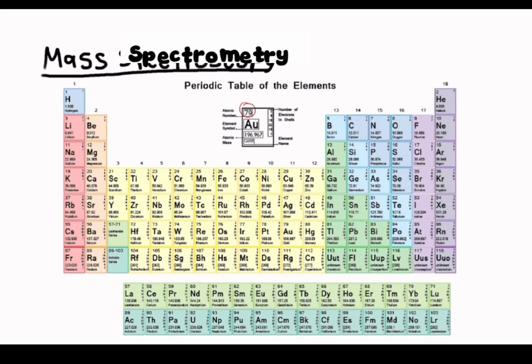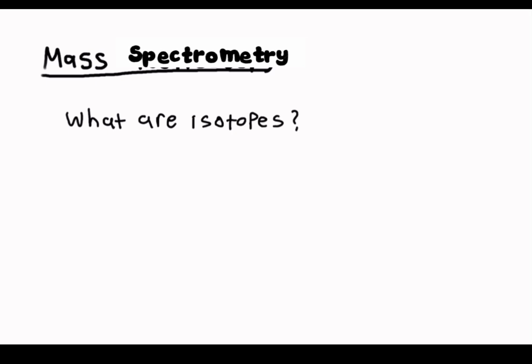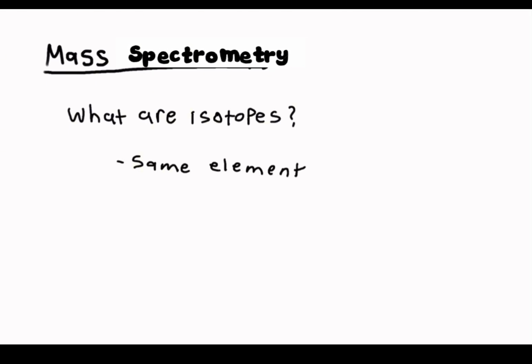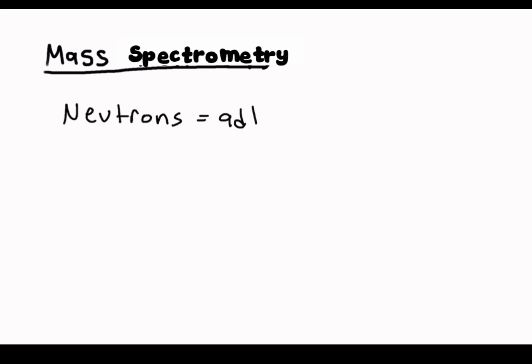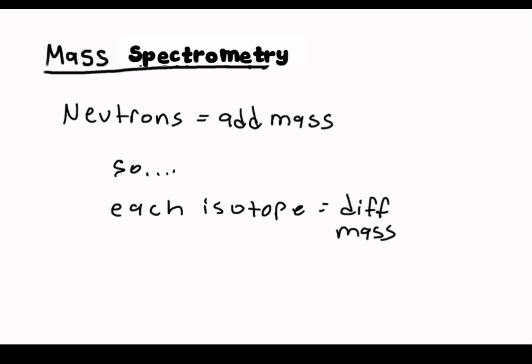On the periodic table, the atomic number is the whole number at the top. That tells you the number of protons. The atomic mass is the decimal number at the bottom. That is the average atomic mass based on isotopes. But first, we need to define isotopes. Isotopes are atoms of the same element that have the same number of protons but different numbers of neutrons. Because neutrons add mass, isotopes have different masses, even though they're the same element.